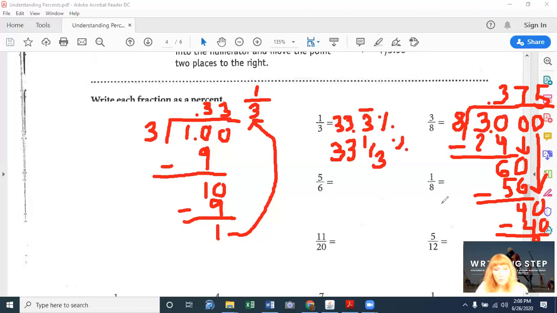Change that over to a percent. Move your decimal 2 to the right. It's the same as 37.5%. Or if you like the fraction way, it'd be 37 1/2%. The way the 1/2 comes in, you would have the remainder of 4. You'd bring it up to become the numerator, and 8 would become your denominator. So you'd have 0.37 4/8, which reduces down to 1/2. So either method will work for your answer, 37.5 or 37 1/2%.